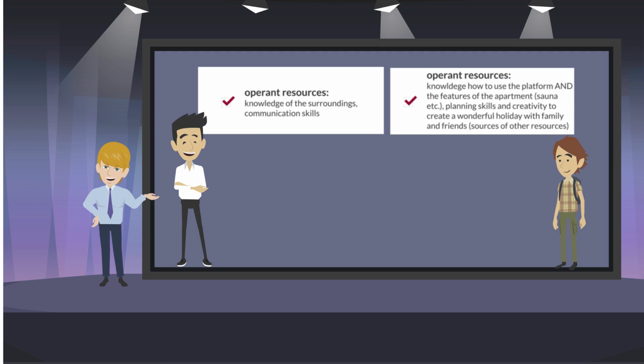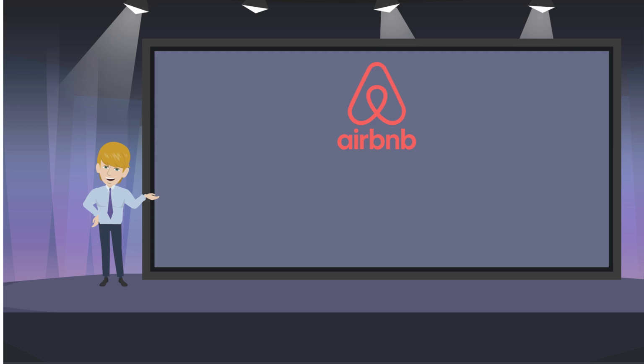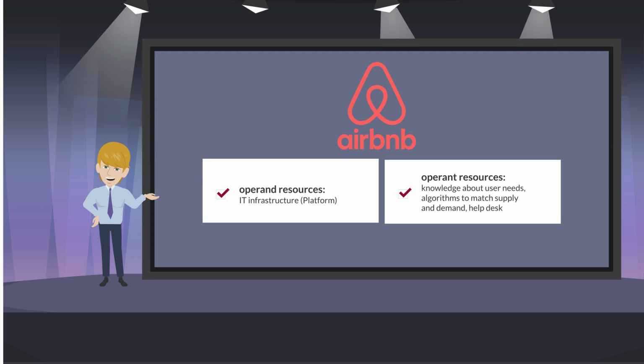Operant resources include knowledge of the surroundings and communication skills for hosts. For the guest, the knowledge of how to use the platform, and the features of the apartment like the sauna, as well as planning skills and creativity, are crucial to create a wonderful holiday with family and friends. Airbnb as resource integrator possesses operand resources like IT infrastructure. Operant resources in this case are, for example, knowledge about user needs, algorithms to match supply and demand, as well as a help desk for customers.